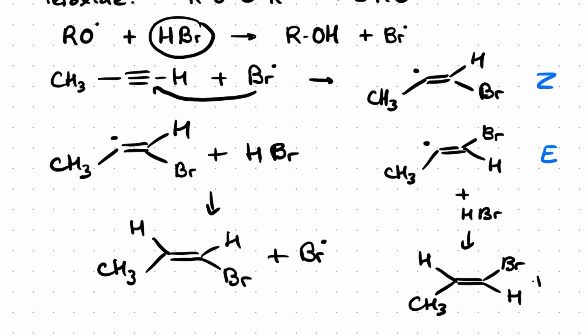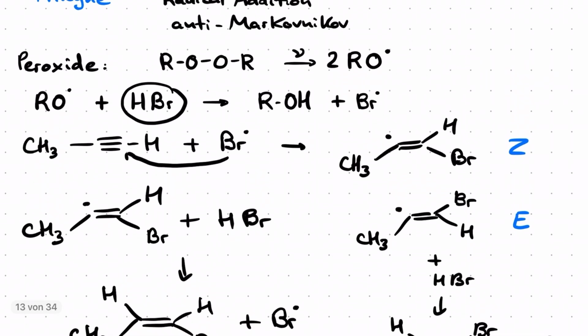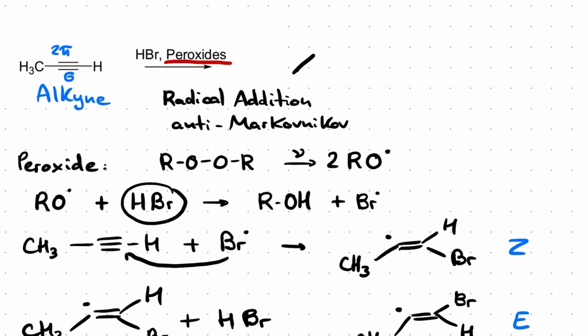This is the end of the propagation step. Our main reaction products are formed, and in the termination step, all radical species that we had on the way will bind each other and form a bunch of different molecules, like for example bromine gas or alkene dimers. Okay, so the final solution here is the mixture of Z and E alkenes.